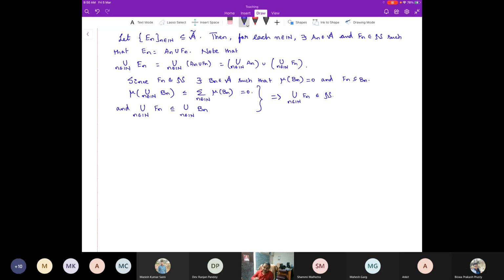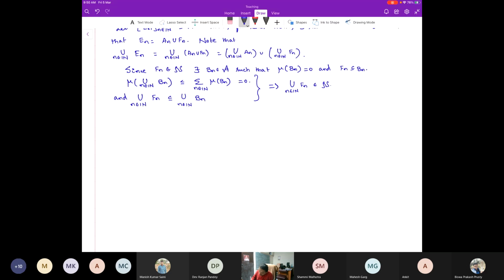Therefore, the union over n in N of En is the union over n in N of An, union with the union over n in N of Fn. Each of these An come from the sigma algebra, therefore this union is also from the sigma algebra A, and we just showed that the union over n in N of Fn is in script N, therefore this union belongs to A tilde.